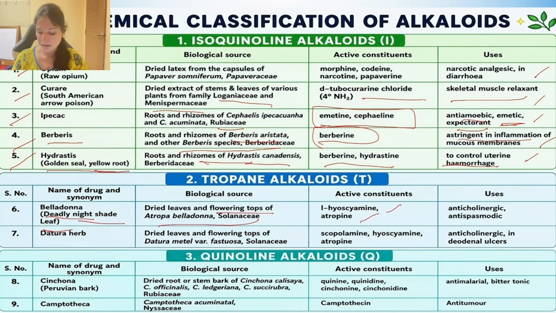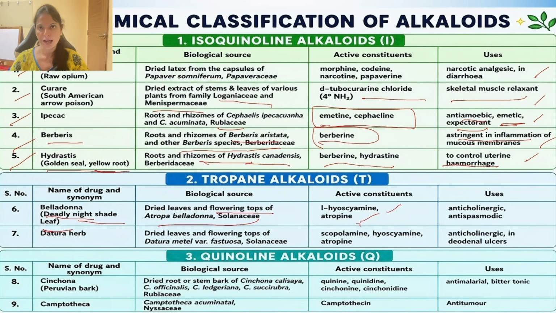And here the source is the leaves and flowering tops of Atropa belladonna. And coming to the uses, we have already seen this in our pharmacology, that is anticholinergic and antispasmodic. And here the second example is the datura herb, and these are also the same.